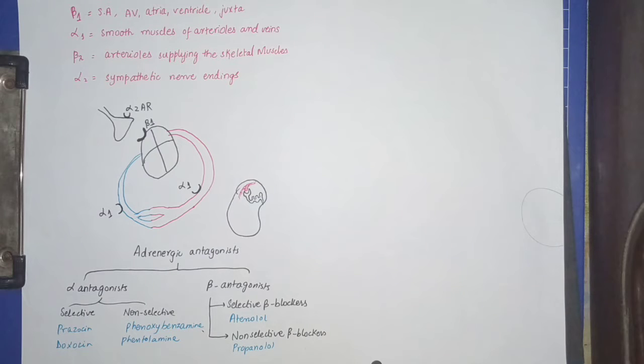Basically, they act on adrenergic receptors, and adrenergic receptors are of two types: alpha adrenergic receptors and beta adrenergic receptors. Alpha adrenergic receptors can be alpha 1 or alpha 2, and beta adrenergic receptors can be beta 1 and beta 2. Beta 1 adrenergic receptors are present on your heart, on the SA node, on the AV node, on the contractile myocardium, which includes your atria and ventricles, and also on the juxtaglomerular apparatus of your kidney.